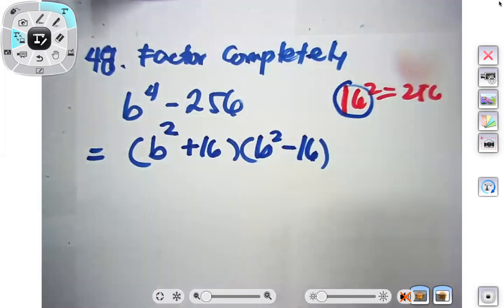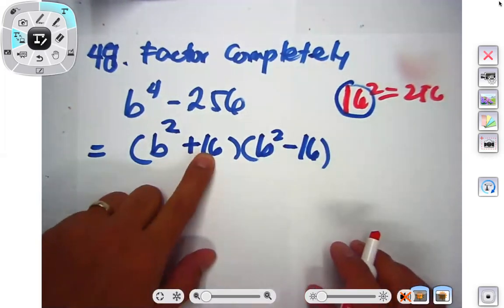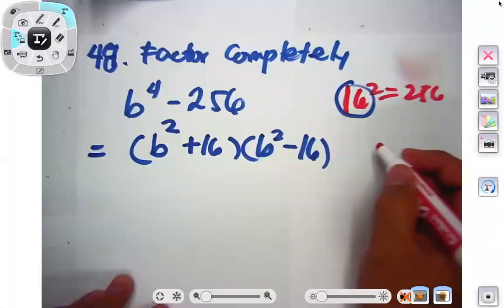Note, b squared plus 16 is a sum of squares. B squared minus 16 is a difference of squares. Sum of squares is prime. It can't be factored. The only factors of a prime polynomial are simply 1 and itself, right? So it cannot be factored further. So we know it's prime.